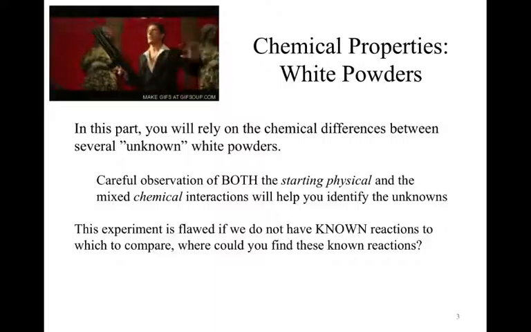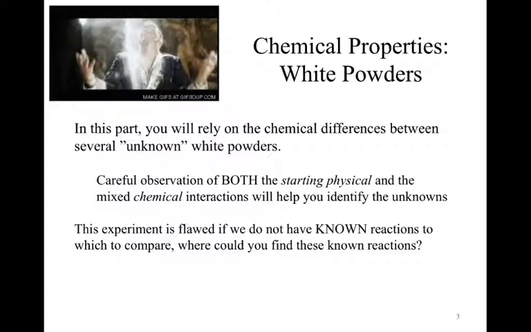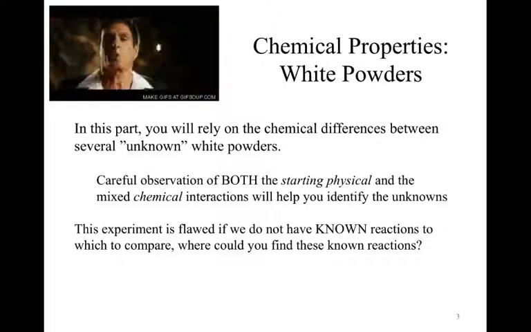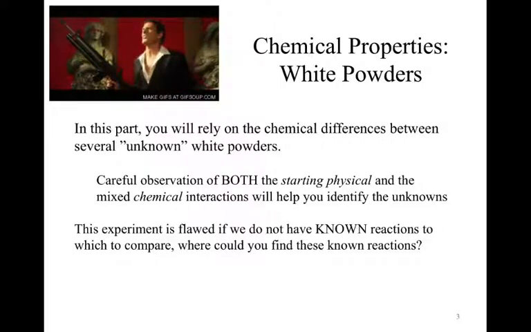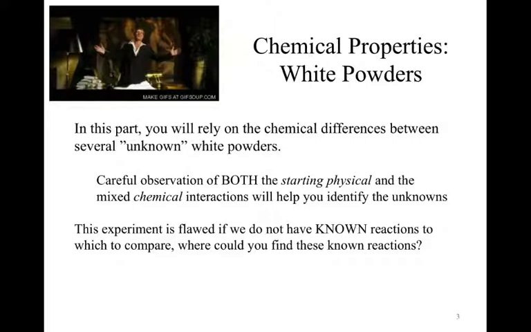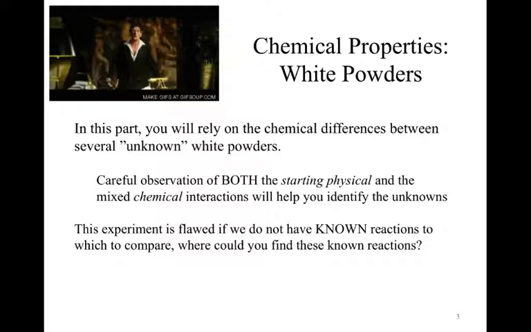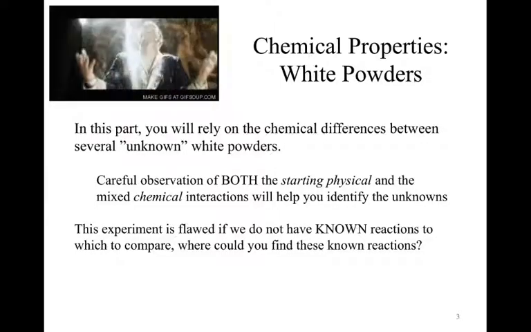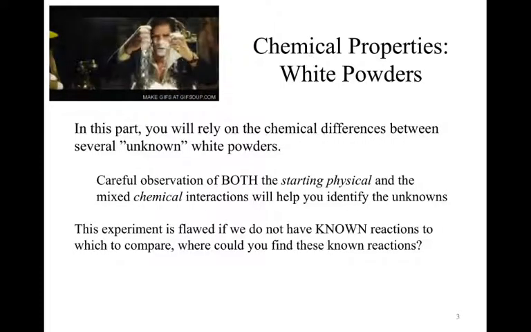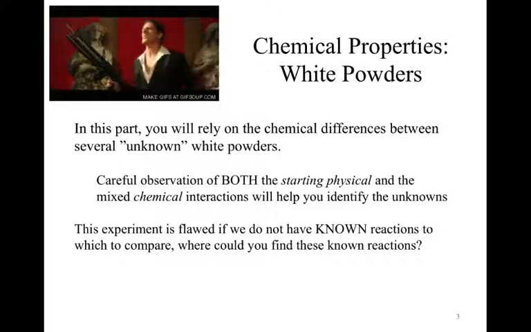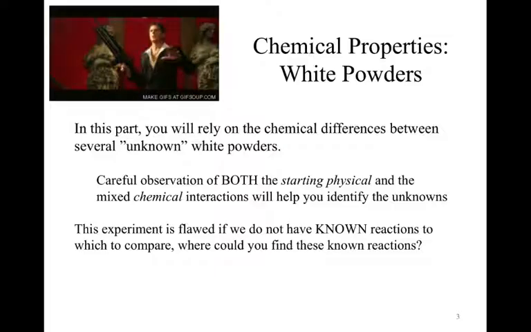The next part is all about chemical properties and ultimately figuring out white powders. In this part, you will rely on the chemical differences between several unknown white powders. Uh-oh, unknown? That sounds like a quiz question. Careful observation of both the starting physical and mixed chemical interactions will help you identify the unknowns. You have to have both the physical and the chemical interactions. If you don't, you will have a hard time finalizing this lab. So be very careful with those observations.